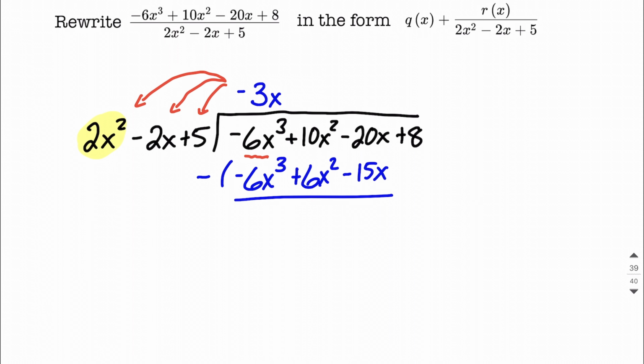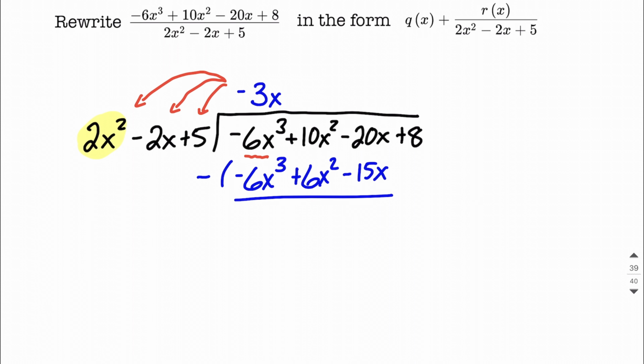Again, subtract down. So 4x squared minus 4x squared is 0x squared. But negative 5x minus negative 4x is negative 5x's plus 4x's, which gives us negative x when we get done. And then we have 8 minus 10 for the last step, which is negative 2.